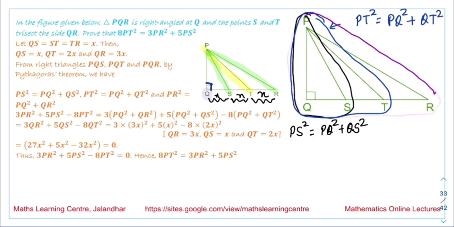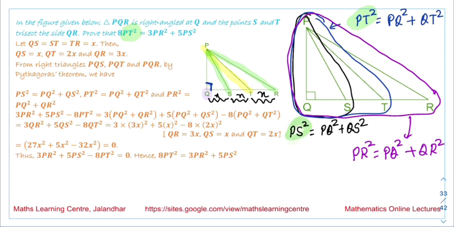The third triangle, we are talking about this triangle over here, and this gives PR square is equal to PQ square plus QR square. So these are the three values that we have obtained: PT square, PS square, and PR square. Now if we substitute these values in this equation, we are verifying whether these satisfy the condition or not.